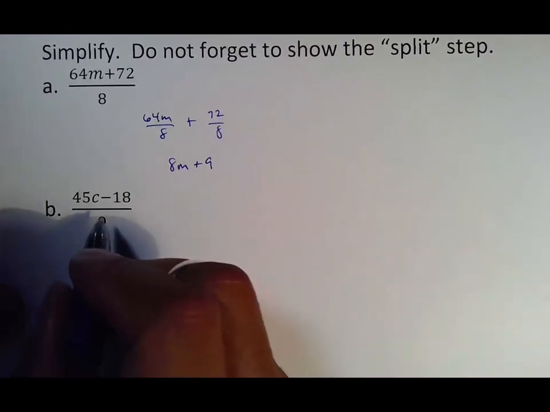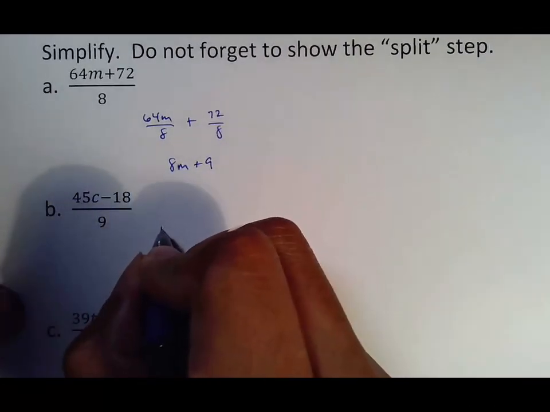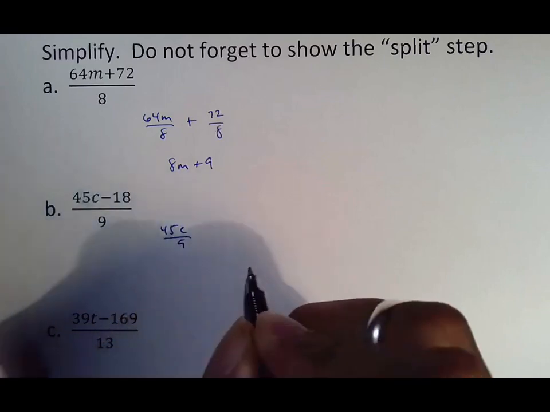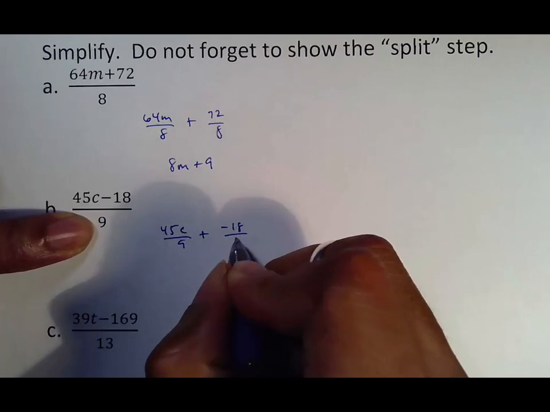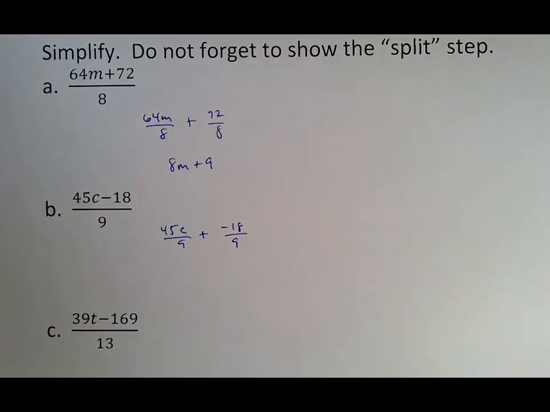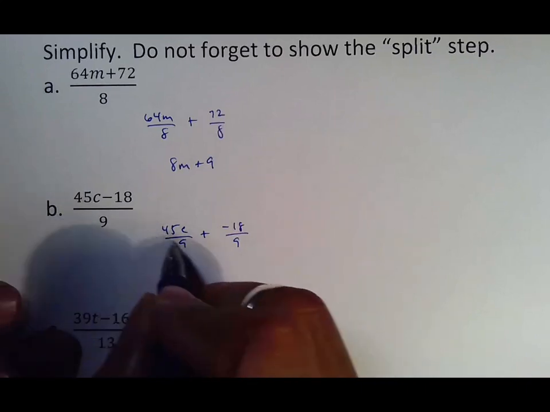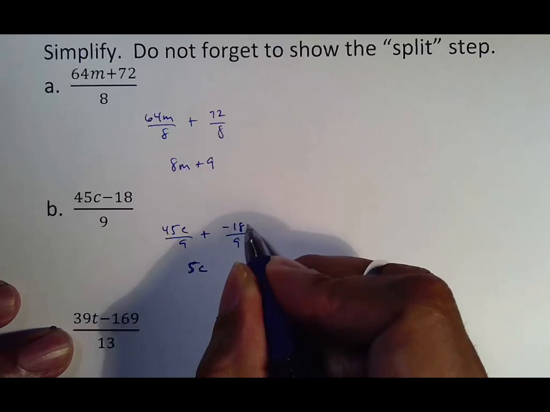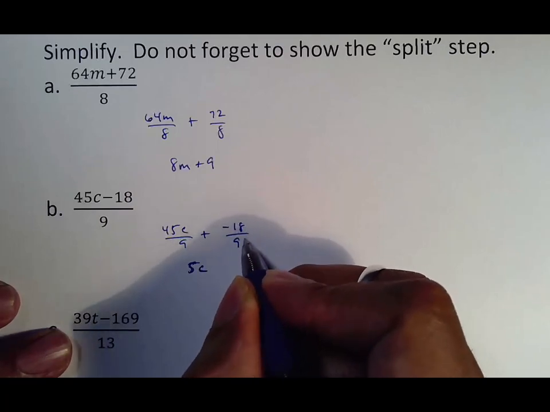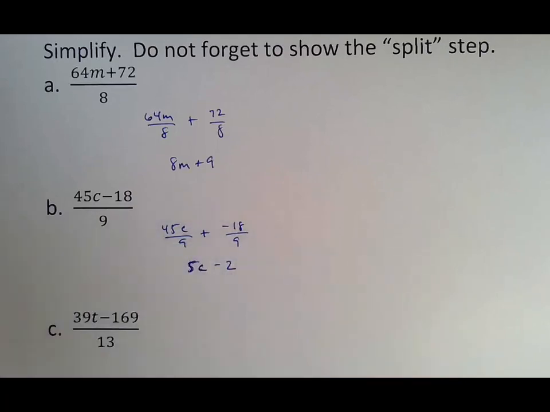All right. 45c minus 18 over 9. Again, first thing you want to do is split that to be 45c over 9. Always plus. Just remember that that's a negative 18 over 9, just like when we did our distributive property and we respected that negative. That negative goes with the 18. 45 divided by 9 is 5. Bring down the c. Negative 18 divided by 9, because the signs are different, is negative 2. Multiplication rules, division rules work the same way.